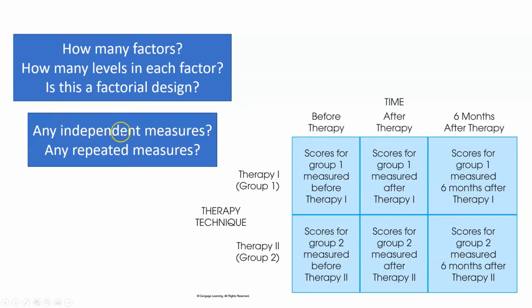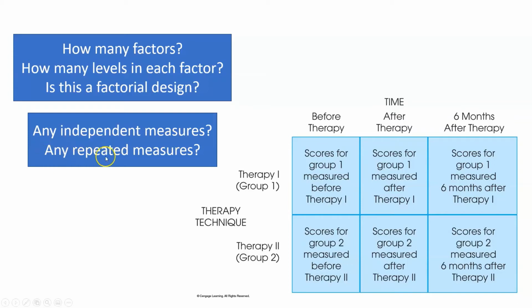Are there any independent measures here? Remember back to our t-test modules when we learned about what independent measures were. They're groups that are separate from each other, not the same people. Are there any independent measures or independent factors?